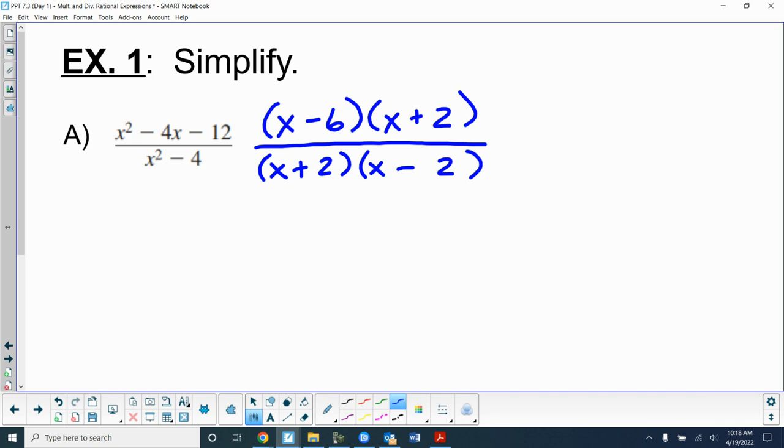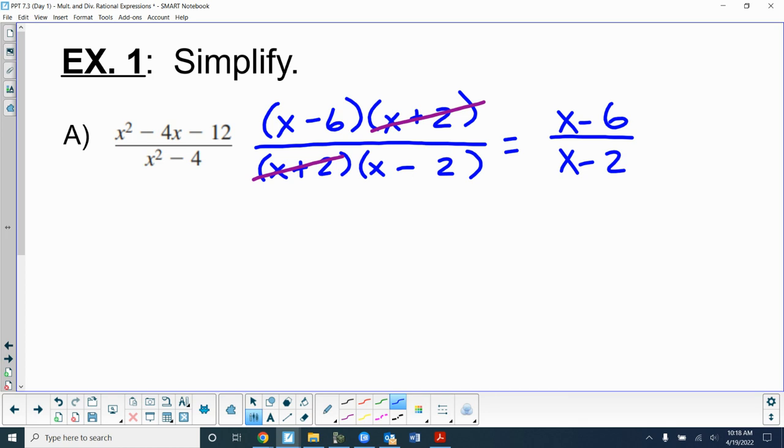So again, they have to be one in the numerator and denominator to cancel them. If they're both in the top or both in the bottom and they're the same, you can't cancel them. Got to be one up top, one in the bottom. All right? So our answer then, simplified, is x minus 6 over x minus 2. Okay?